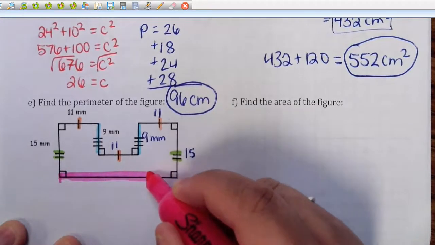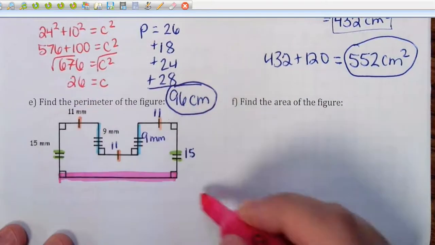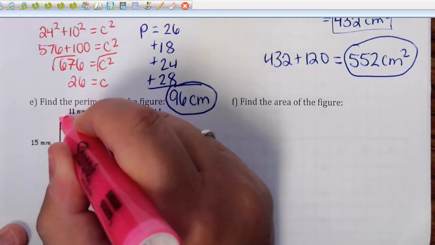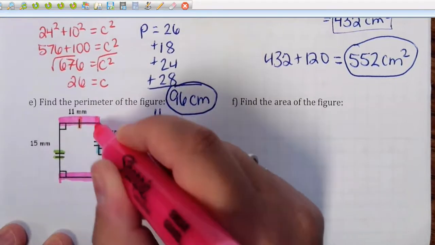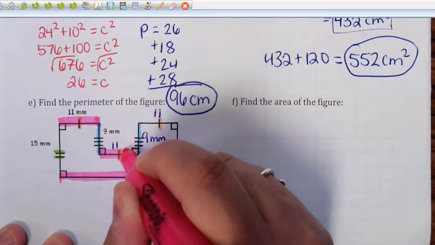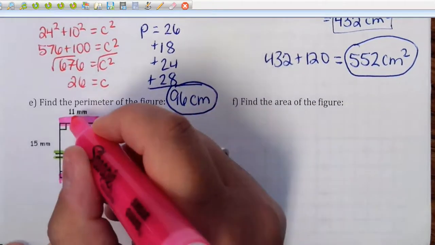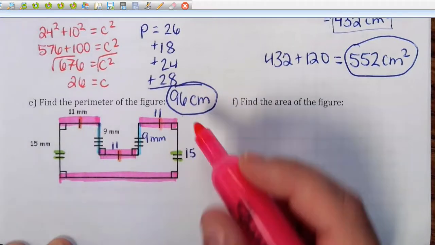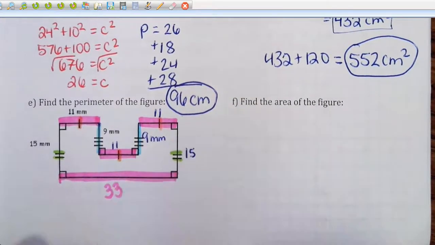Now, here's how I would tell you to figure that out. That's horizontal. Up here across the top, this is horizontal. This segment, if these matched up, this would connect, and if these matched up, it's kind of the same thing. So 11, 11, 11. I'm just going to add those together. That's going to make this side across the bottom be 33.